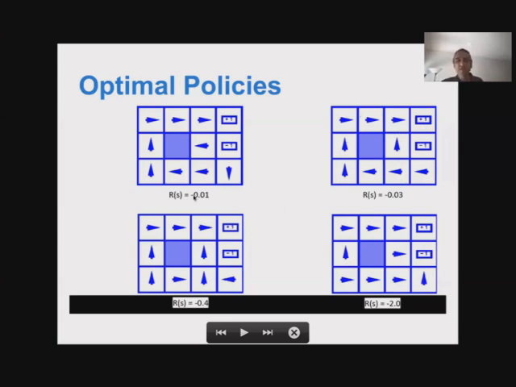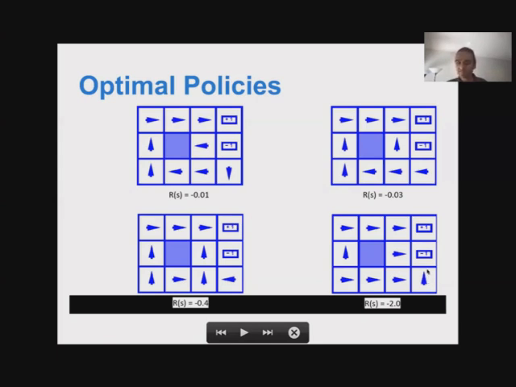Right? So there's this trade-off as we increase the penalty on the reward we get for being in a state. There's a trade-off between safety and speed from around these three. Now, let's take a look at this one where the reward for being in a state is -0.2. Now, what's going on here?